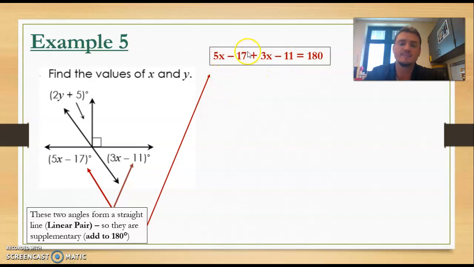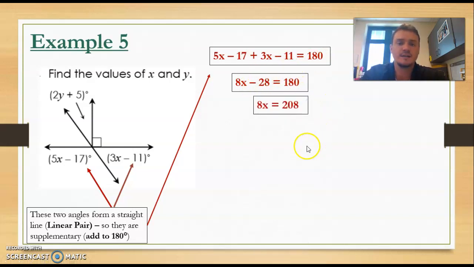So the setup would be 5x minus 17 plus 3x minus 11 equals 180. Simplify the left-hand side, so we'll have 8x minus 28 equals 180. And then we can solve this. I would add 28 to both sides to get 8x equals 208, and then divide by 8, and now we got x equals 26. So we have x equals 26, and now we want to figure out what y should be.